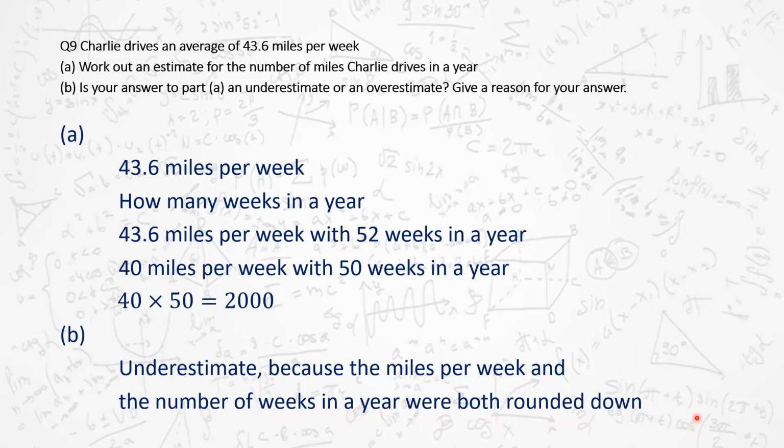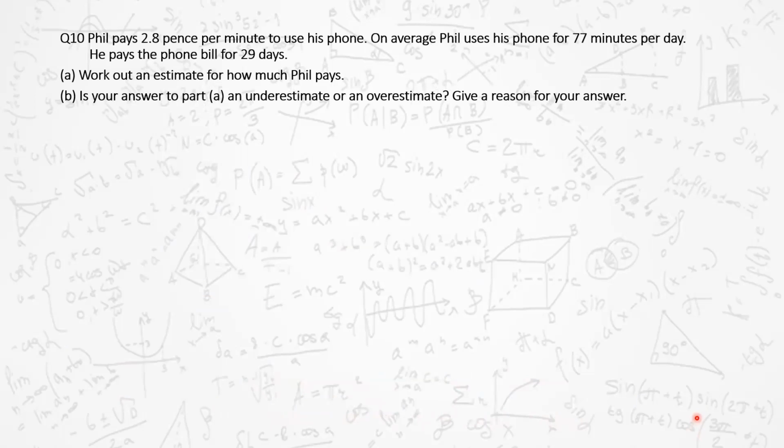One more application question. Question 10. Phil pays 2.8 pence per minute to use his phone. On average, Phil uses his phone for 77 minutes per day. He pays the phone bill for 29 days. Work out an estimate for how much Phil pays. B. Is your answer an underestimate or an overestimate? Give a reason for your answer.